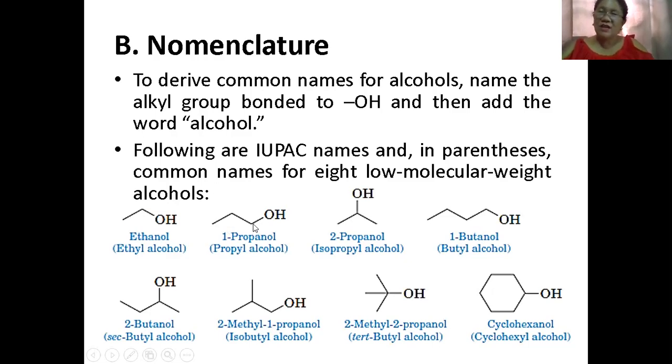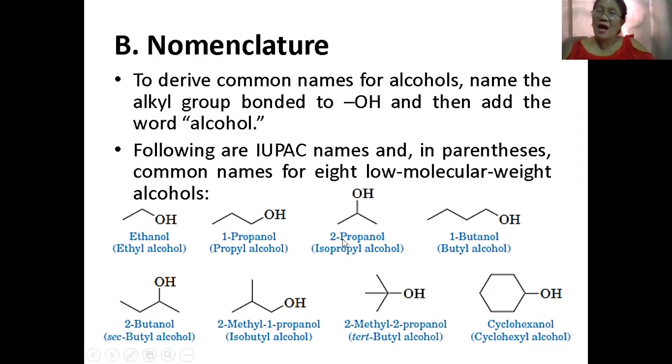Here, you count 1, 2, 3. So that is propane. Take away the E from propane and exchange it with -ol. And where can you find the OH? It is on carbon 1. Therefore, that is 1-propanol for the IUPAC name, and for its common name, that is propyl alcohol. Okay, that is it.